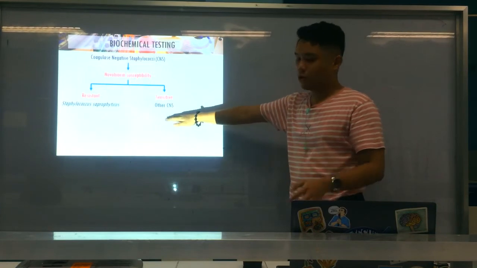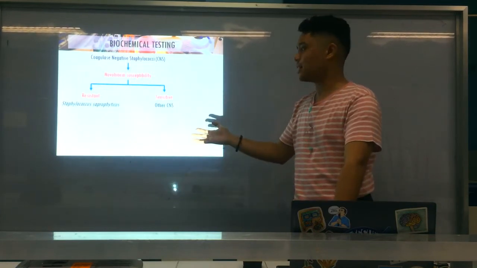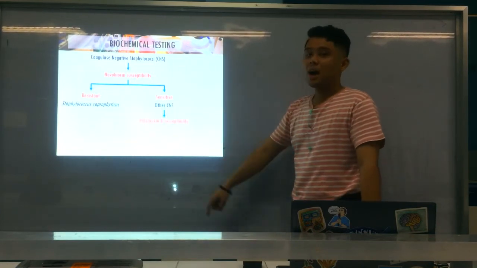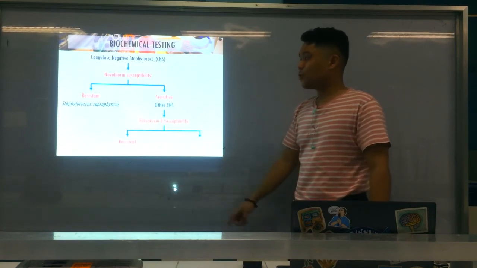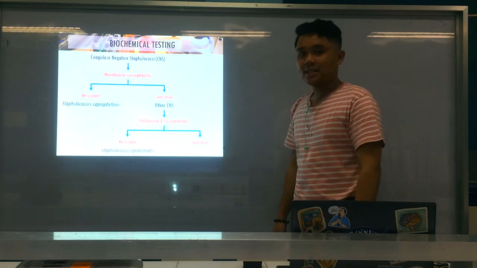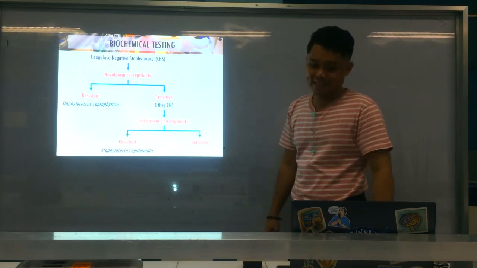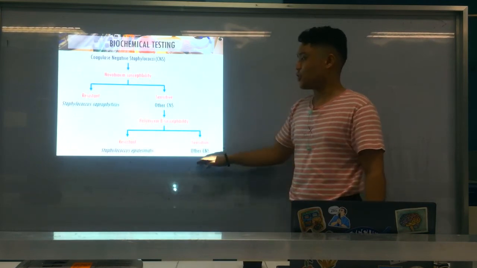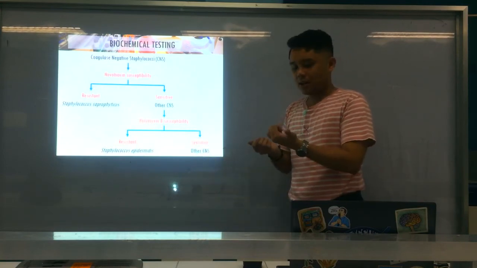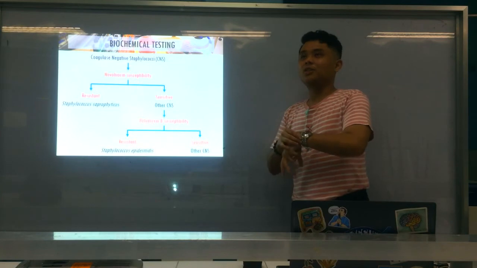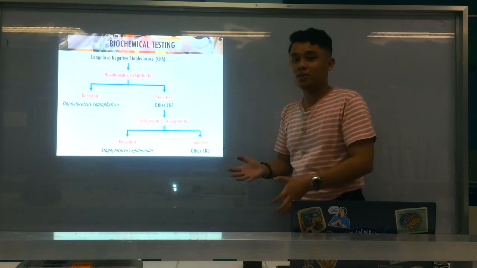So, let's focus here. If again it's sensitive, it is subjected to another test, which is polymyxin B susceptibility. If it's resistant, then that is Staphylococcus epidermidis. And if it's susceptible, then it's your other CNS. These are the less important, less known, less common causes of staph infection.